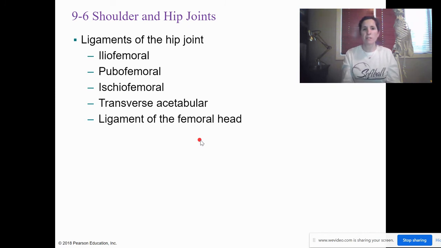There are many ligaments of the hip joint, and you should be able to figure these out. Iliofemoral, so it's going to go from the ilium to the femur. Pubofemoral, pubic bone, femur. Ischiofemoral, okay, the ischium to the femur. Then there's a transverse acetabular ligament, I would think going across the acetabulum somehow, and the ligament of the femoral head. So with the femur, okay, you just always have to think about what these words mean.